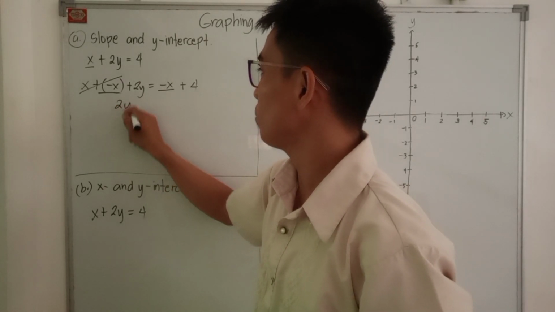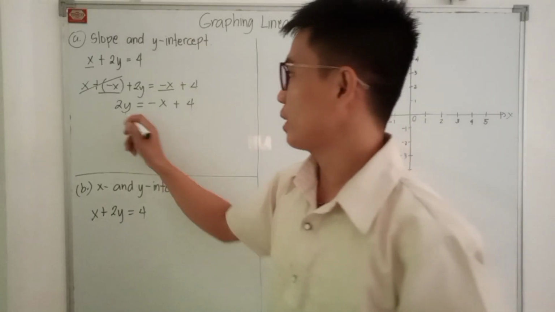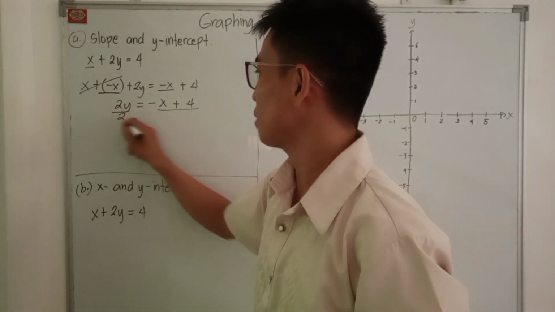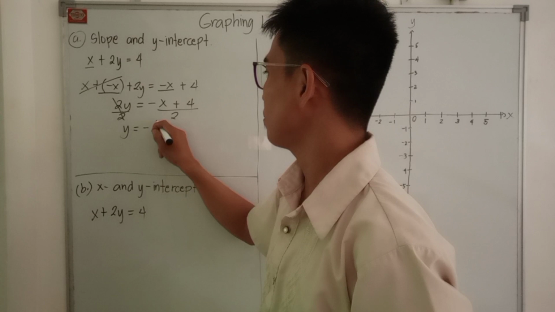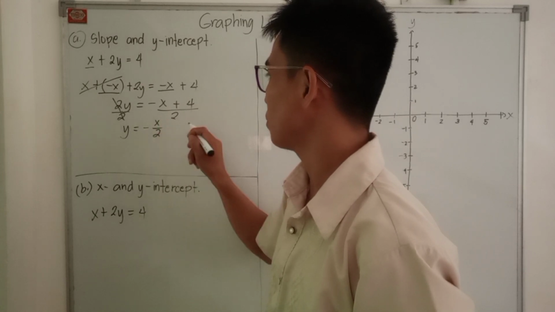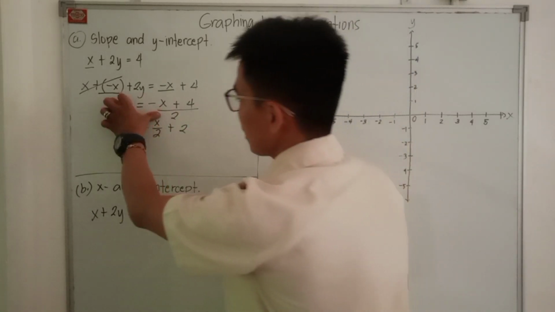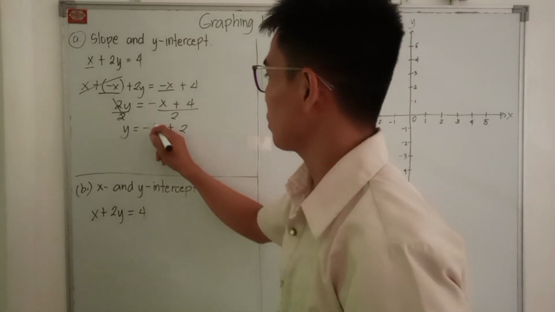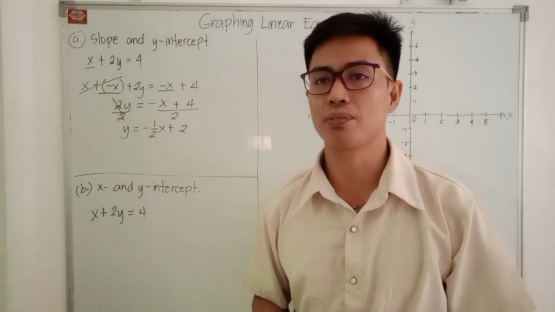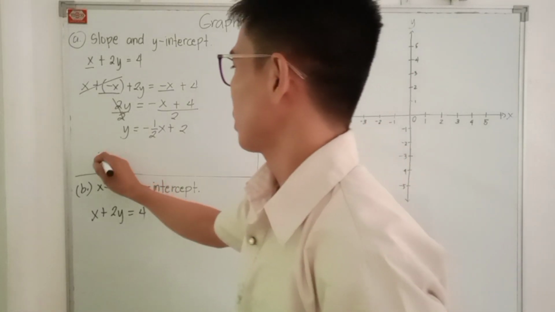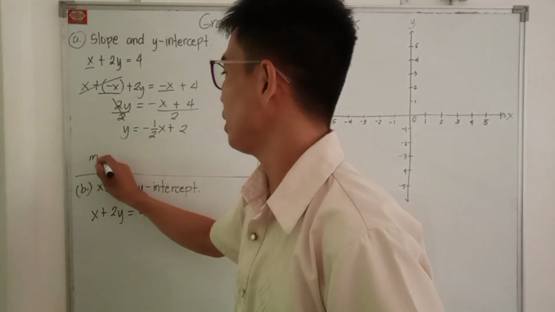So, the result will be 2y equals negative x plus 4. And then, solving for y, dividing both sides by 2, we have y equals negative x over 2 plus 4 divided by 2 is 2. Or, pwede rin natin sabihin na yung x over 2 is 1 over 2x, para mas madali yung ma-identify yung slope natin. So, after natin ma-transpose into slope-intercept form, we're going to determine the slope.